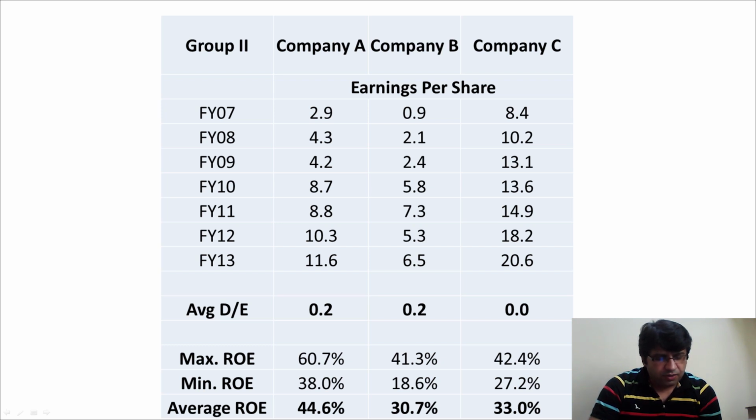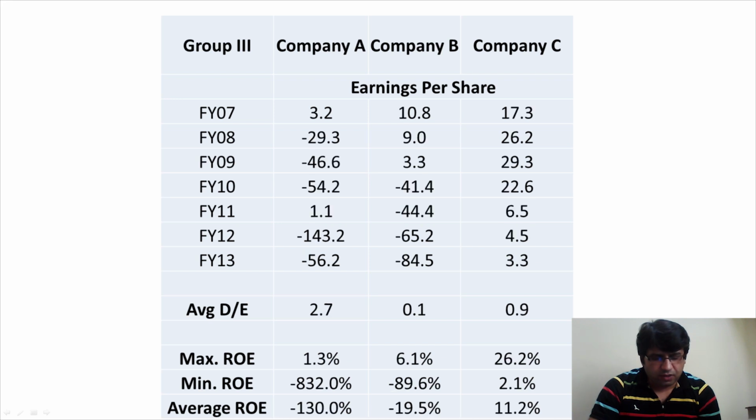Therefore, when it comes to the comparison between Group 1 and Group 2, I think Group 2 is a winner by a long shot, in terms of earnings quality, in terms of the balance sheet strength, in terms of ROE. It is definitely doing much better than the first group. Now let's move on to group number 3.